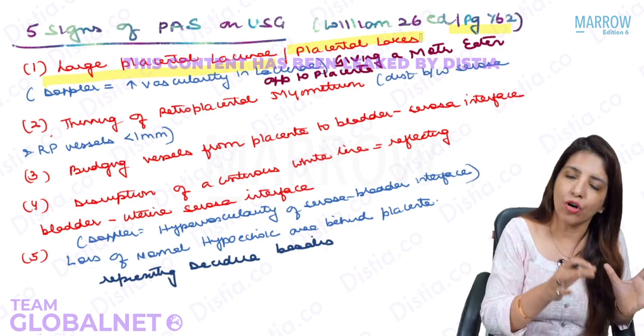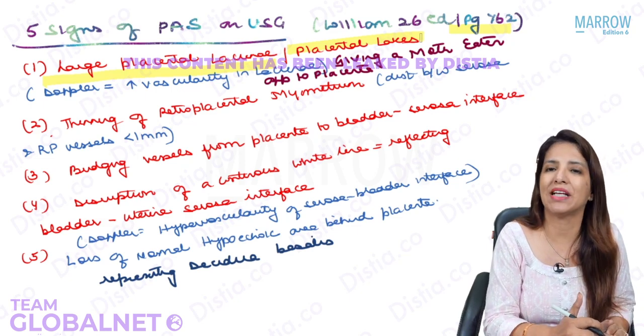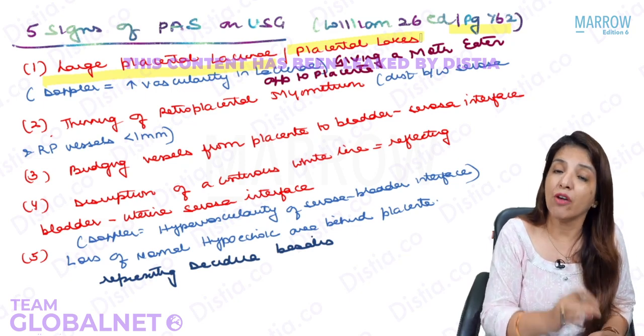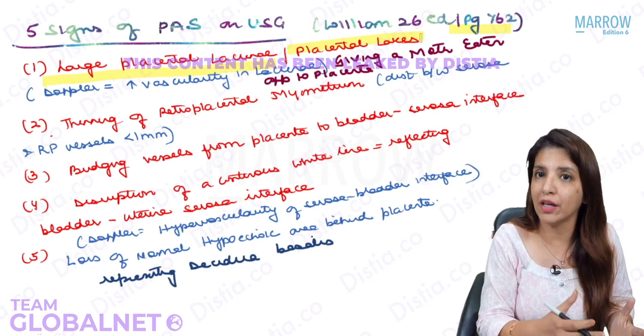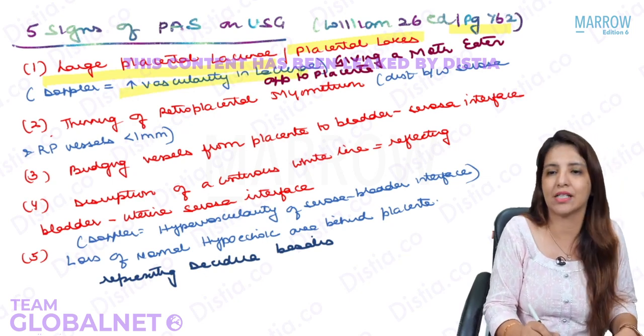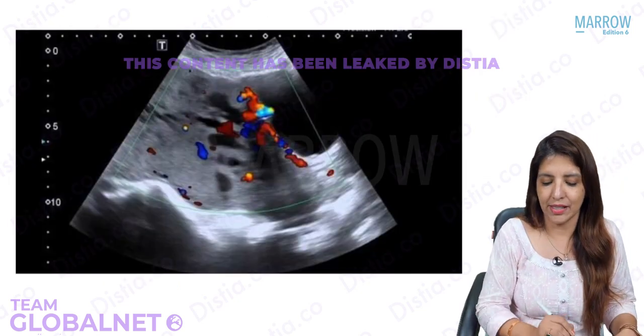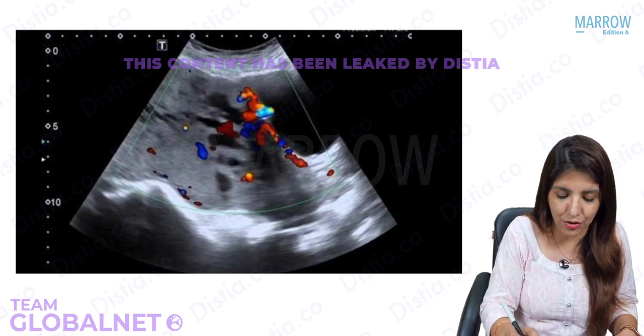See, normally also in the placenta you may get placental lakes, but those lakes are very small. If you are getting a large number of placental lakes which are big and irregular, and when you switch on the color Doppler there is increased vascularity in the lacunae, then it tells you that you are dealing with placenta accreta spectrum. So look at this ultrasound over here.